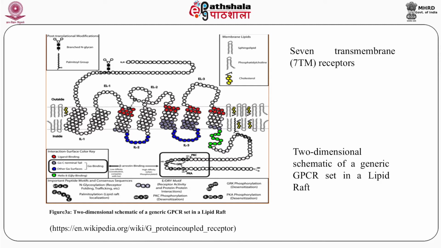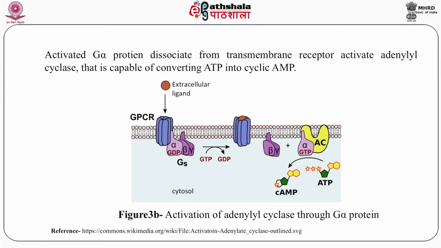In the figure, you will find a two-dimensional schematic of generic GPCRs which are set in a lipid raft. Now we will talk about G protein, sometimes called heterotrimeric G protein, which consists of 3 different polypeptides, namely G alpha, beta, and gamma subunits, which bind guanine nucleotide in either GDP form or GTP form. Heterotrimeric G proteins are held at the plasma membrane by lipid chains that are covalently attached to the different subunits. The guanine nucleotide binding site is present in the G alpha subunit.